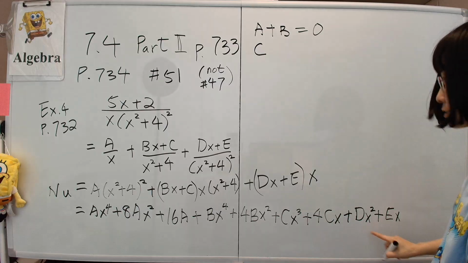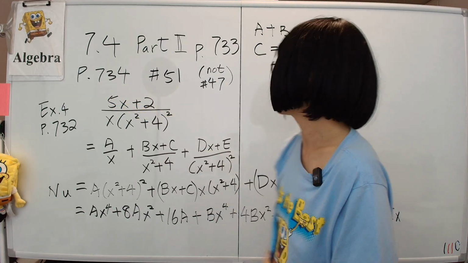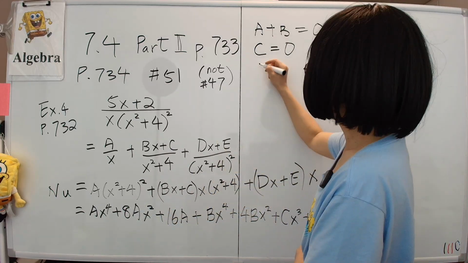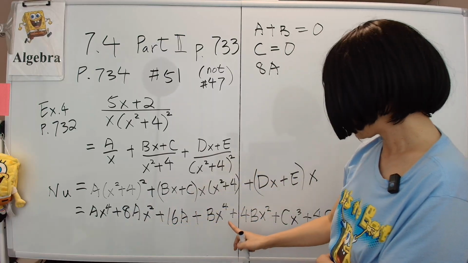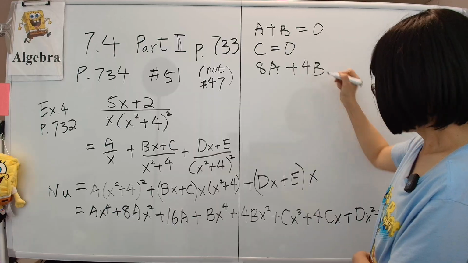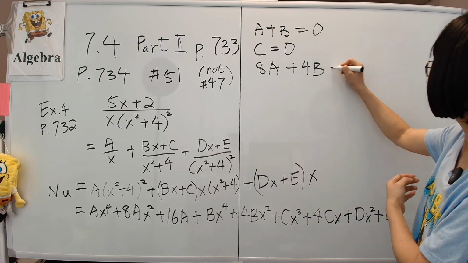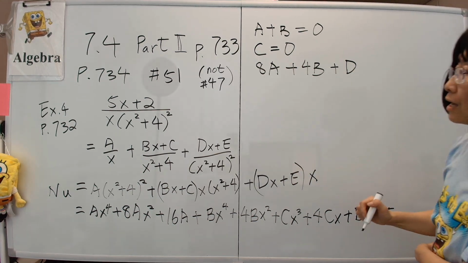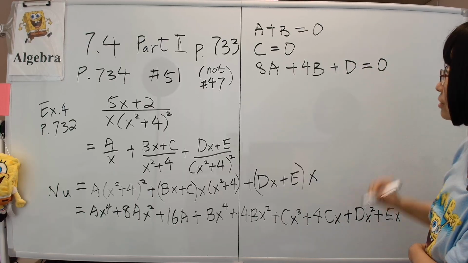I'm not seeing it. So c has to be equal to 0 because there's no x to the power 3 here. And next, x to the power 2. We have 8a x to the power 2, plus 4b, and then x to the power 2, plus d. D is x to the power 2. Okay. For x, there's nothing that's x to the power 2, so that, again, equals 0.